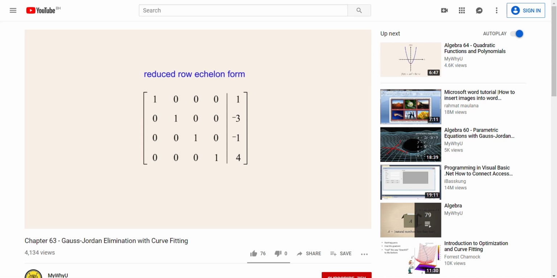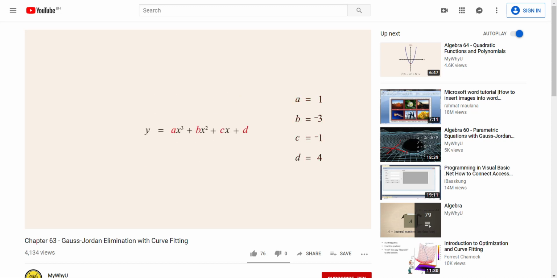As we saw in the chapter on parametric equations with Gauss-Jordan elimination, since every column to the left of the vertical line contains a leading entry, and is therefore a pivot column, the system has a single unique solution. Converting the matrix back into equations, we see that the values of a, b, c, and d are 1, -3, -1, and 4, giving us the values of the 4 coefficients in our third-degree polynomial function.